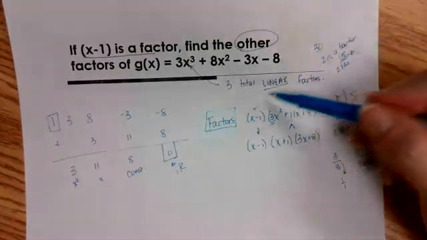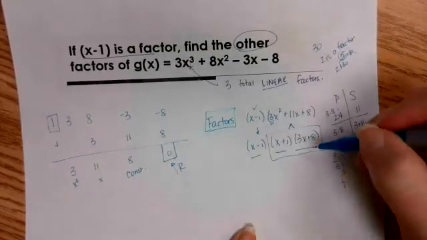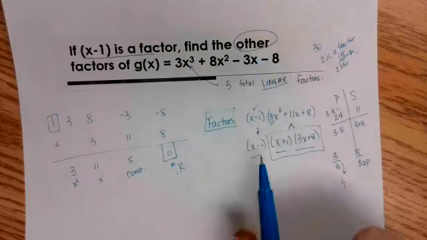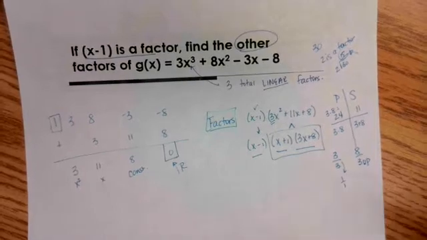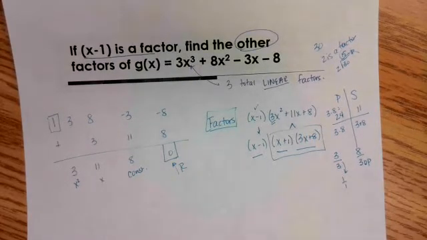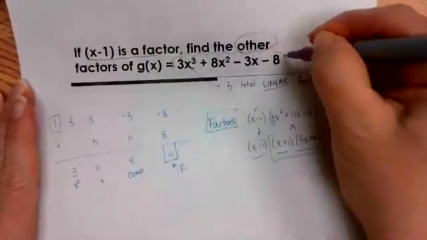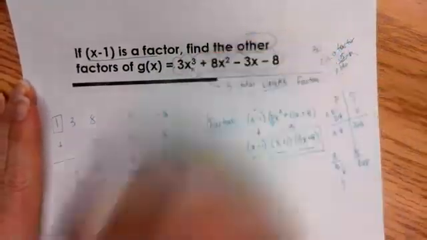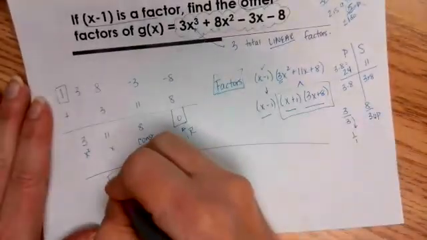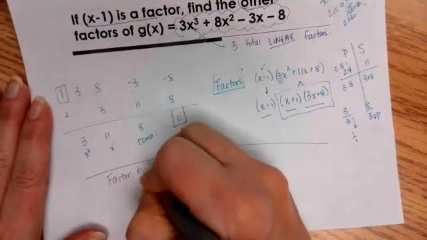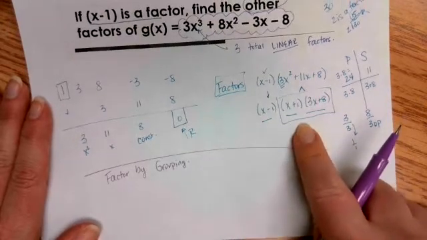So I was looking for 3 linear factors. Here are my 3 linear factors. These 2 are my answer because they're looking for the other factors. So I had the x minus 1 already. Here's my other 2. Maybe you noticed that I could factor this by grouping. Did you notice that? It does factor by grouping. So let me just show you how I can factor by grouping and get the same factors.